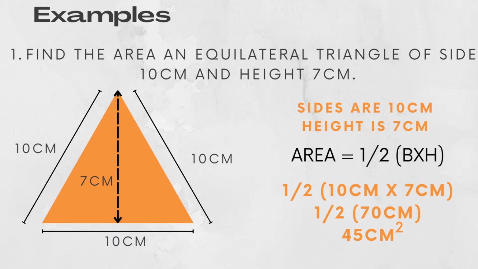Next, we multiply the 10 times the 7, which gives us 70. And now we can multiply the half times the 70. And when we do that, we get 45 centimeters squared.